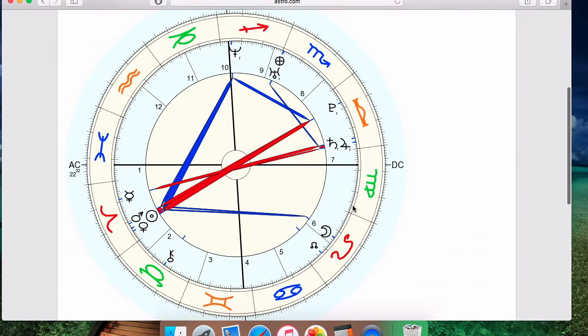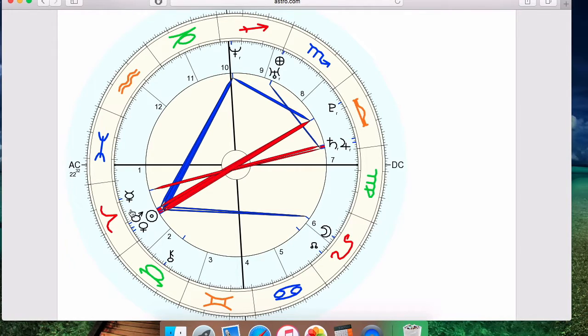Okay, so this is my chart. So if you look here, this is the ascendant right here. I have that in Pisces in the first house cusp. And then here's Aries. And then here's the second house cusp and it's in Taurus. So Aries is an intercepted sign because its entire 30 degrees is within one house.